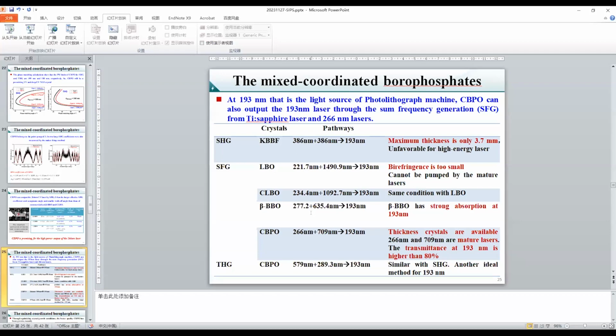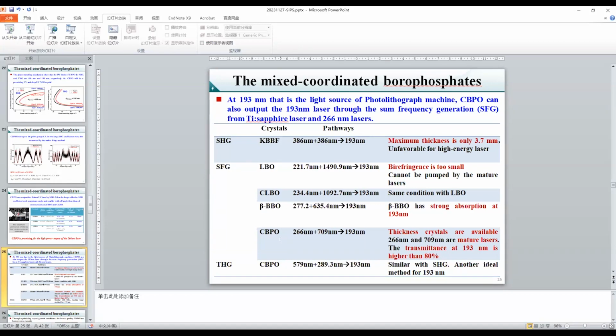For BBO, because the cutoff edge for BBO is around 190, at 193 it will have very strong absorption. So for BBO, it's also difficult to achieve high energy laser output at this wavelength.